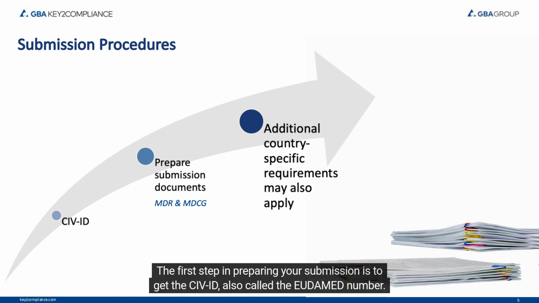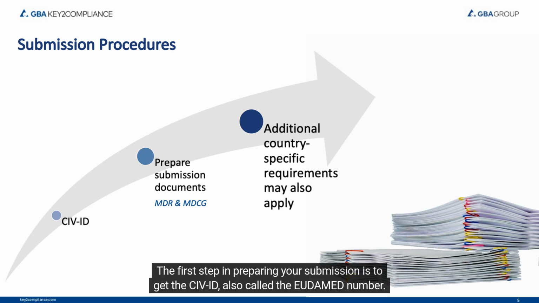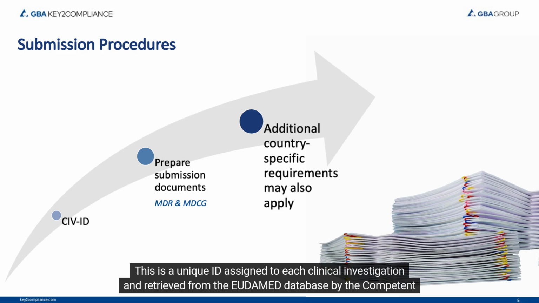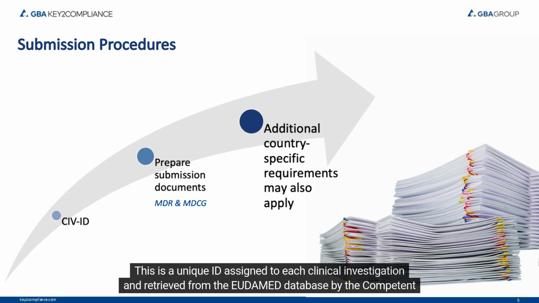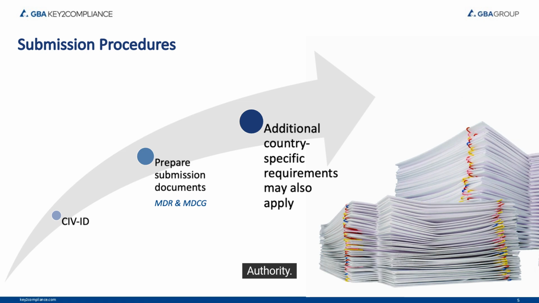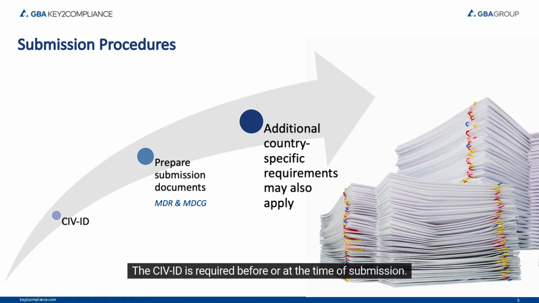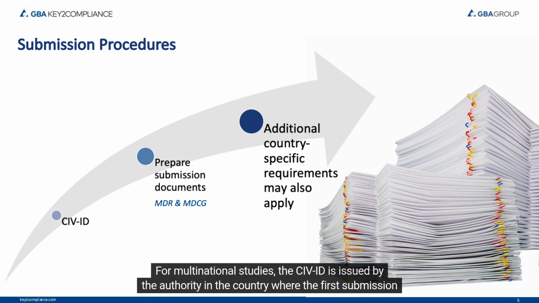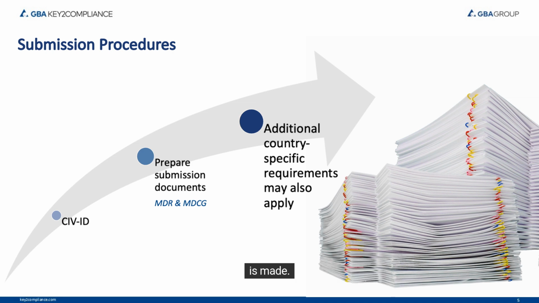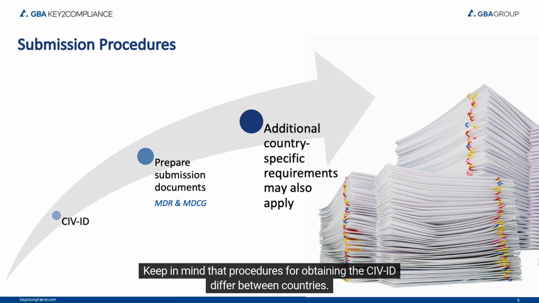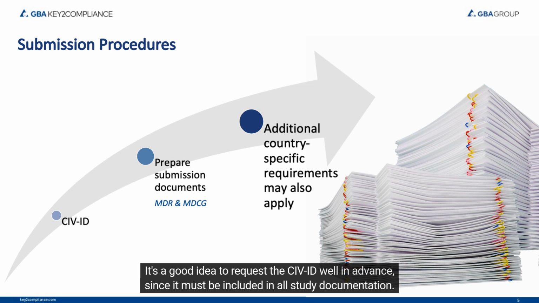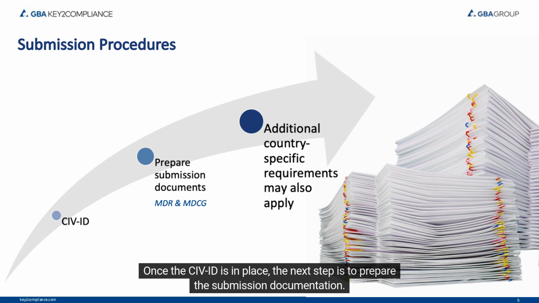The first step in preparing your submission is to get the CIV ID, also called the EUDAMED number. This is a unique ID assigned to each clinical investigation and retrieved from the EUDAMED database by the competent authority. The CIV ID is required before or at the time of submission. For multinational studies, the CIV ID is issued by the authority in the country where the first submission is made. Keep in mind that procedures for obtaining the CIV ID differ between countries. It's a good idea to request the CIV ID well in advance, since it must be included in all study documentation.